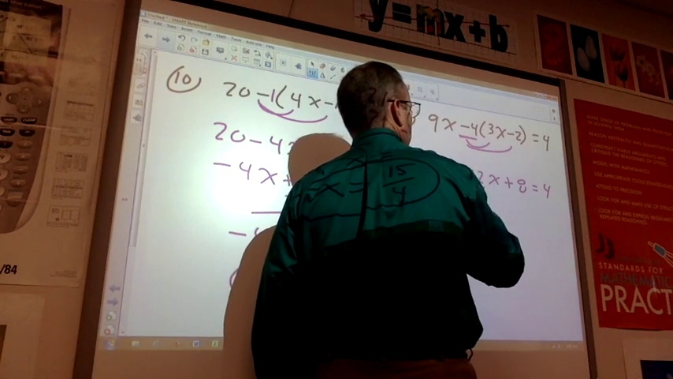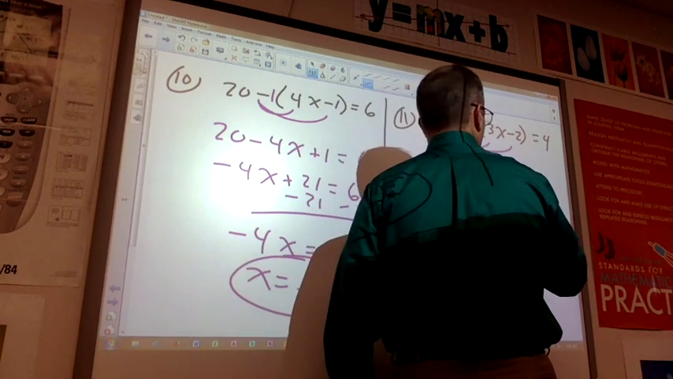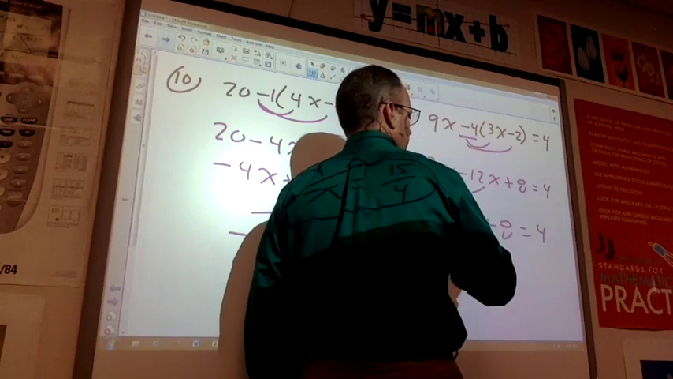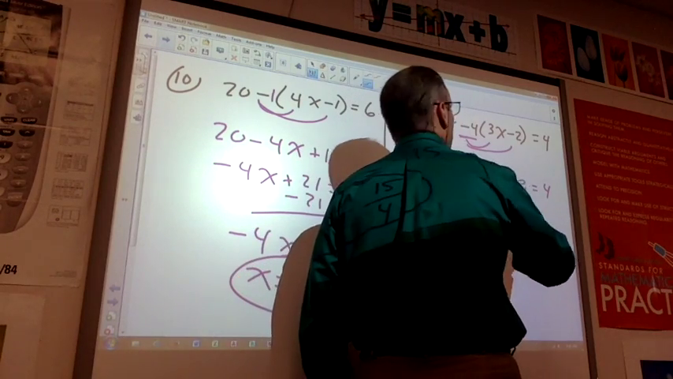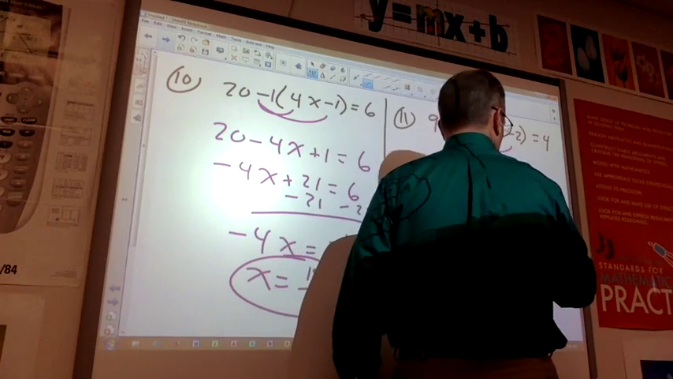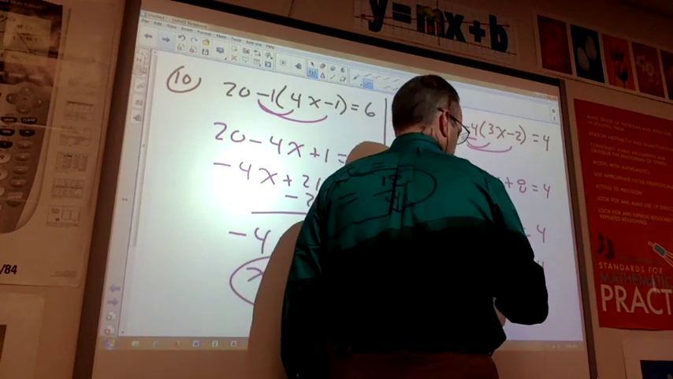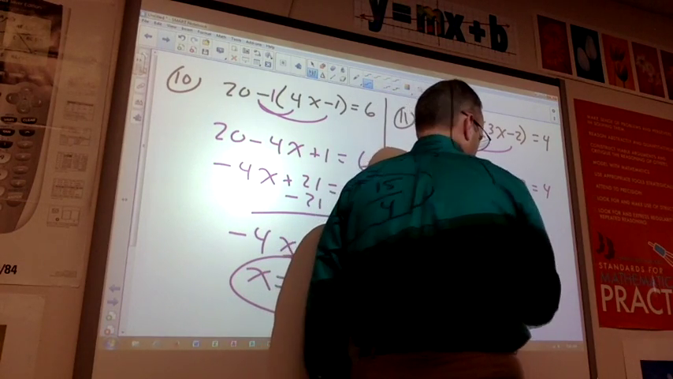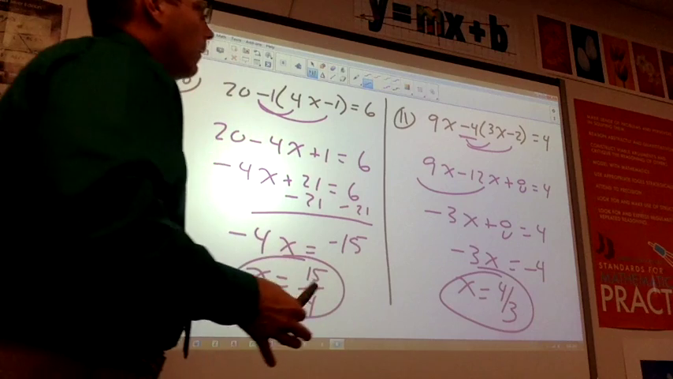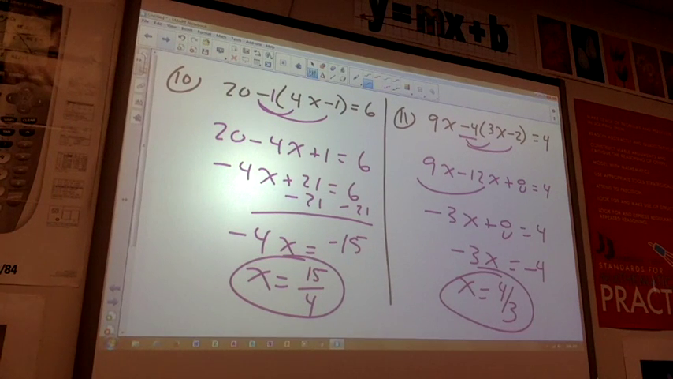Combine like terms, so that's -3x plus 8. Subtract 4, or excuse me, subtract 8. So x equals 4 over 3. Feeling all right about these?